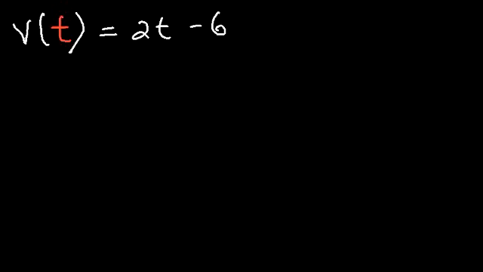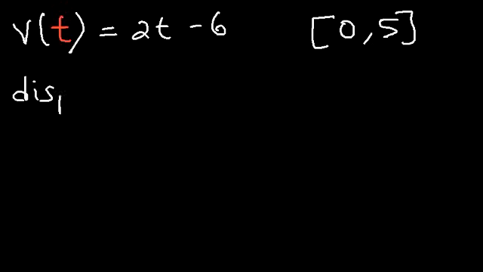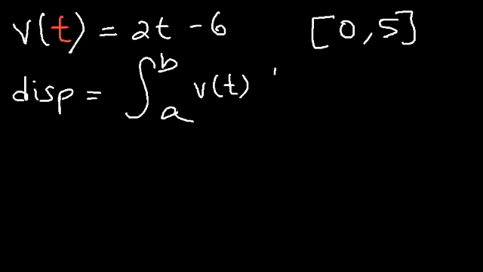Now let's say if you're given the velocity function. Let's say it's 2t minus 6. And you want to find the displacement and the total distance traveled by a particle represented by this function, let's say from 0 to 5. How can we do it? Well, if you wish to find the displacement given velocity, simply integrate the velocity function from a to b. So we need to integrate it from 0 to 5 of 2t minus 6 dt.